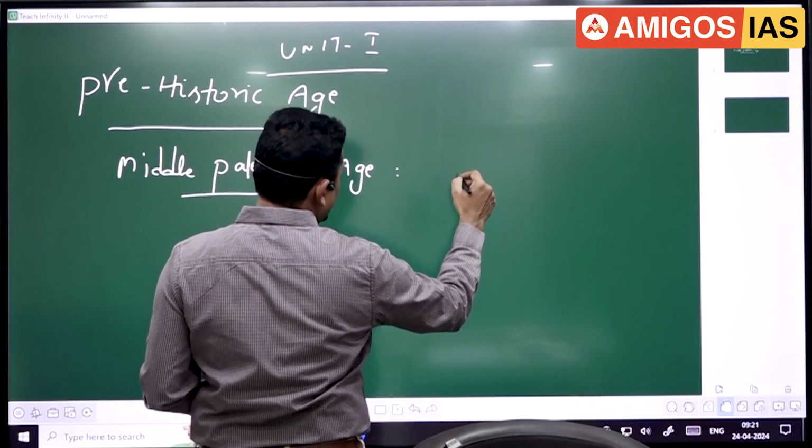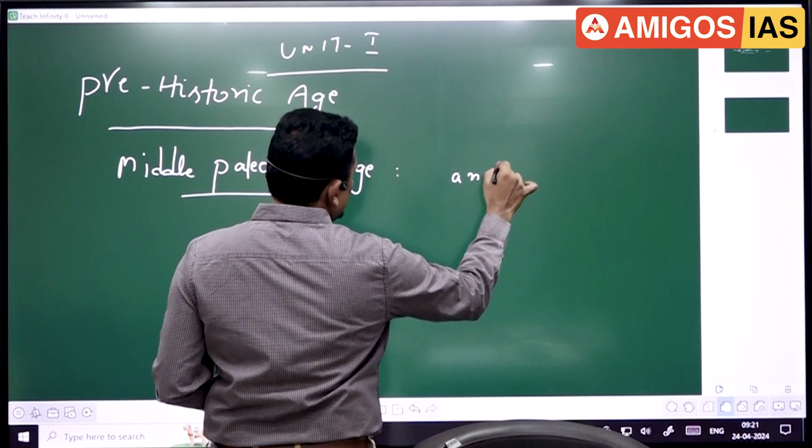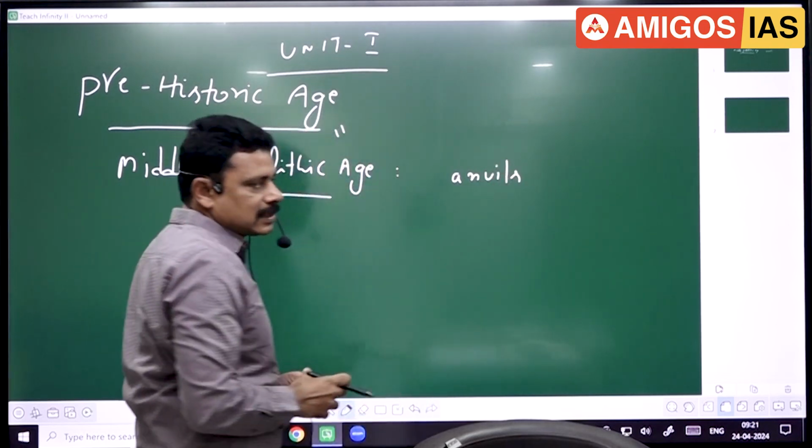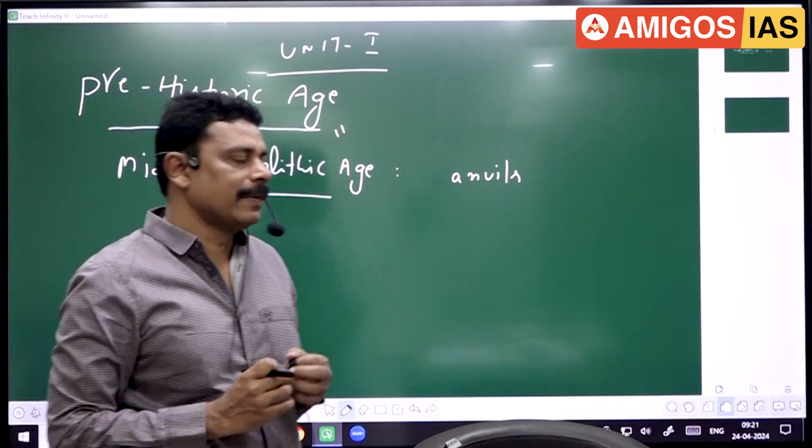Anvils, another important tool, was produced by the people here. Anvils.